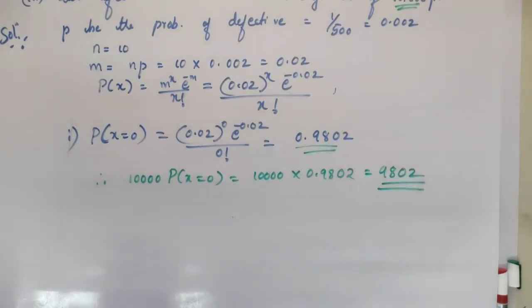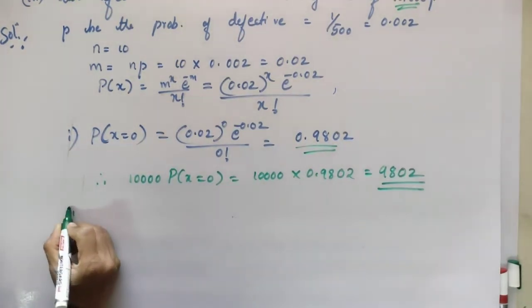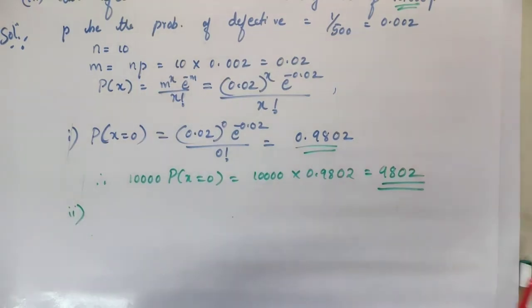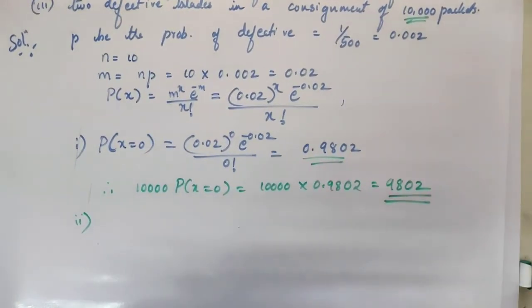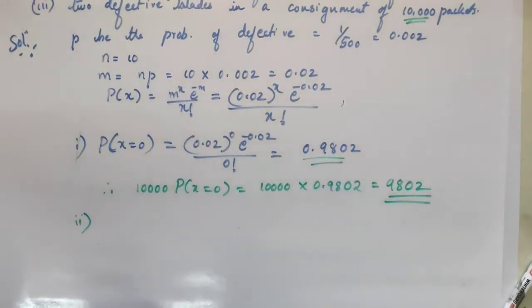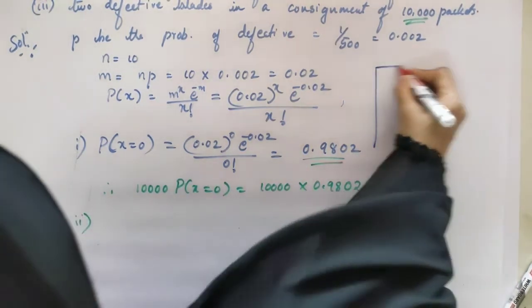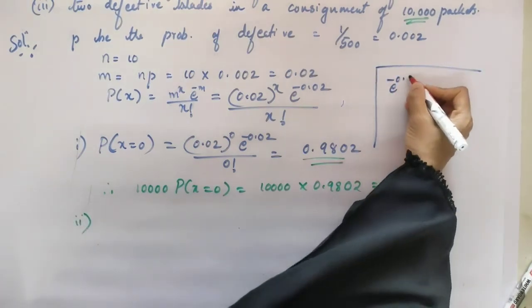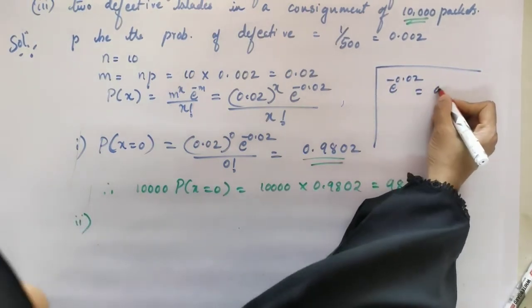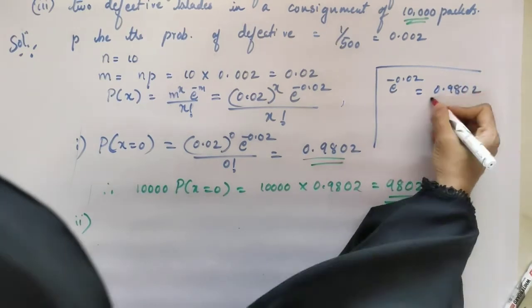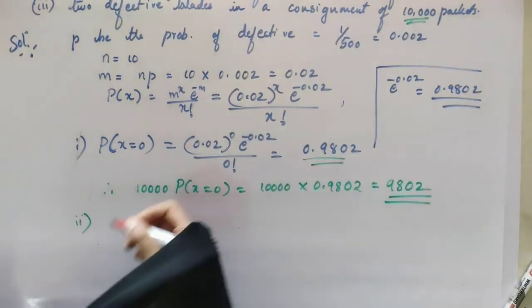Now next one, second one, one defective blade. So let's continue for one defective blade. Once again you have to work for P of x is equal to 1 and multiply it by 10,000. Note one more point here: e to the power minus 0.02 is equal to 0.9802. Evaluate this number and keep it aside so that it will be easy for you.